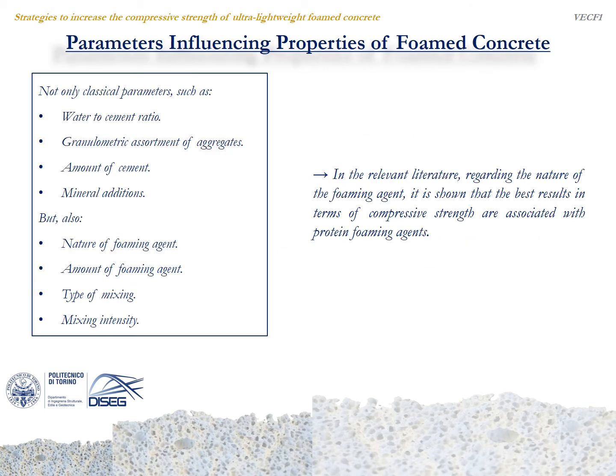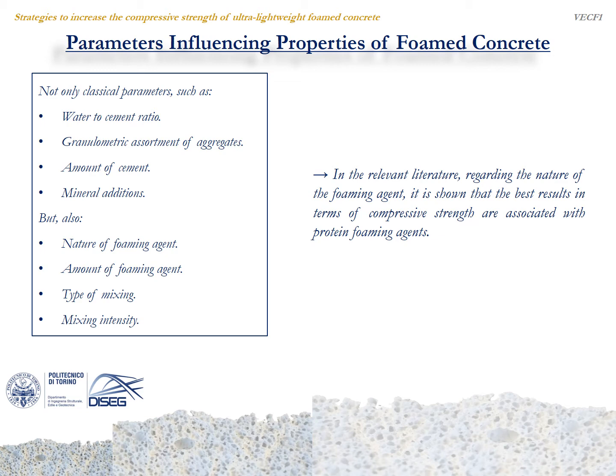Compared to ordinary concrete, the mix design of the foamed concrete is much more complicated because, in addition to conventional parameters such as the water-to-cement ratio, the granulometric assortment of aggregates, the amount of cement, the mineral additions, its properties are influenced by other factors: the nature and the amount of the foaming agent, the mixing process, namely the type of the mixing intensity, and the duration of mixing.